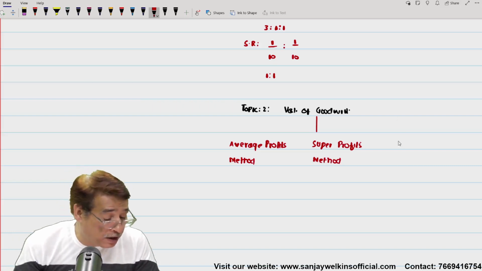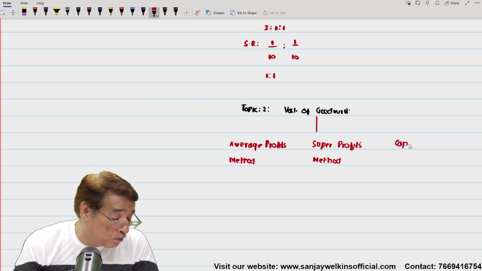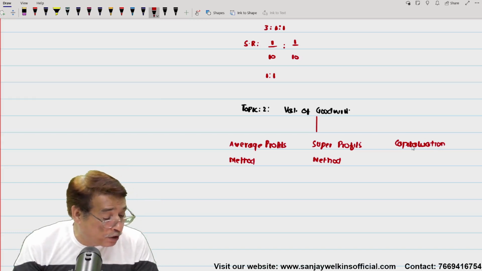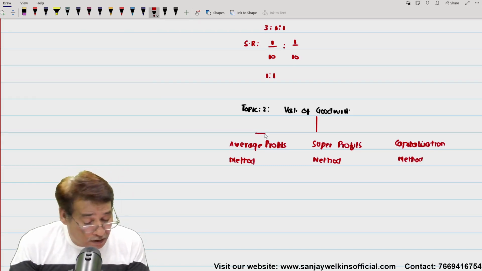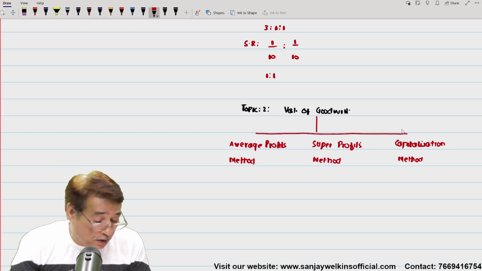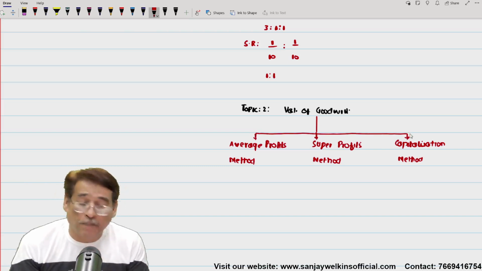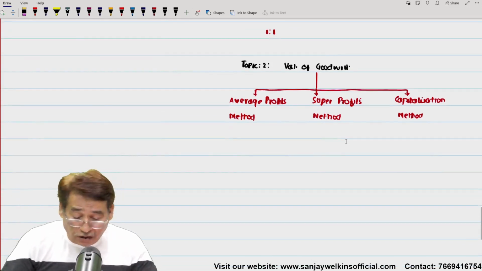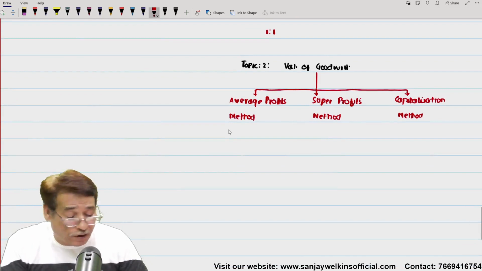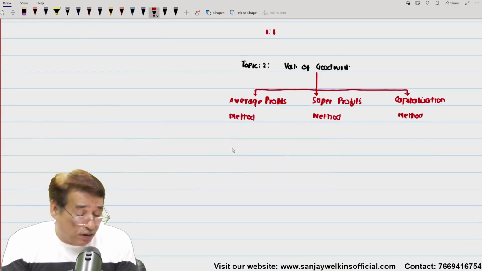Another method is known as the capitalization method. So there are broadly three methods of computation of goodwill. One, as I told you, is the average profit method, then we have the super profits method, and then we have the capitalization method. Generally, we come across these three methods. Just to recap the things, I know that you are very well aware of all these things.